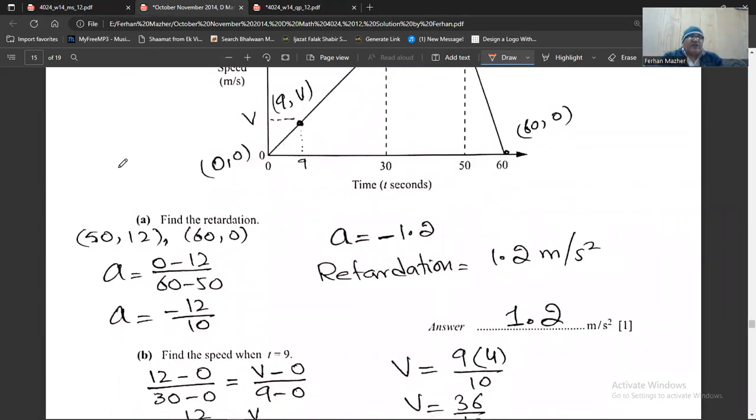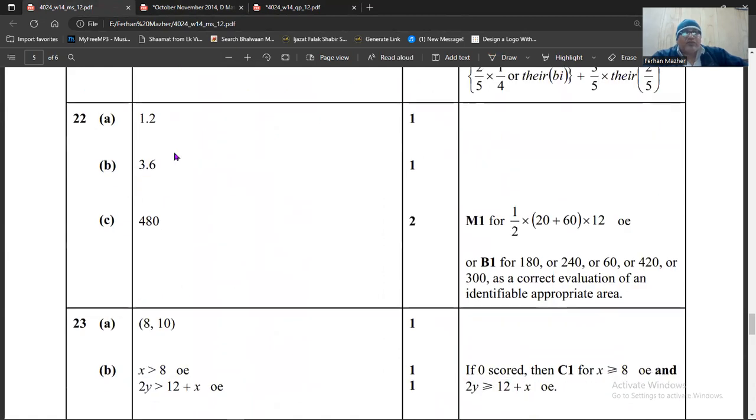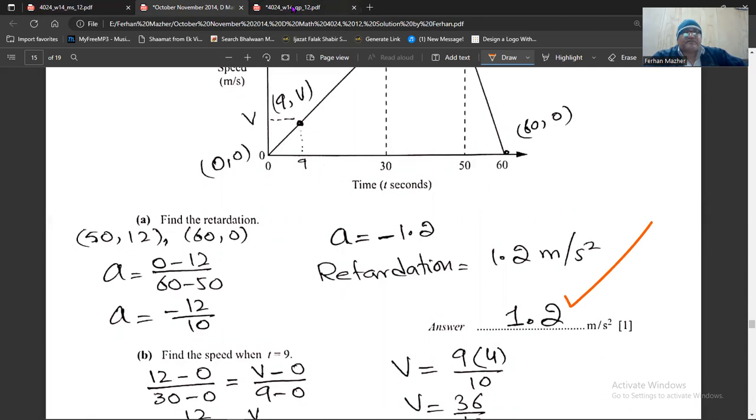So the acceleration will be equal to y2 minus y1 divided by x2 minus x1, which is 0 minus 12 divided by 60 minus 50. So it will be minus 12 by 10, so the a value will be minus 1.2. So I will say retardation is 1.2 meters per second squared, final answer. I have not put a negative here because the word retardation itself means its value is negative. So this is my answer, 1.2 meters per second squared.